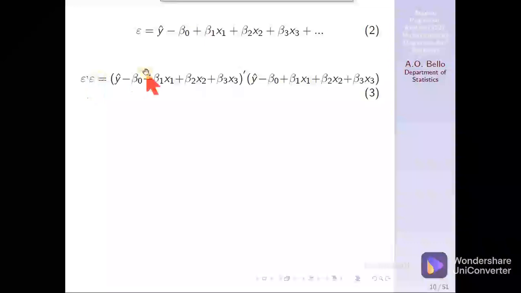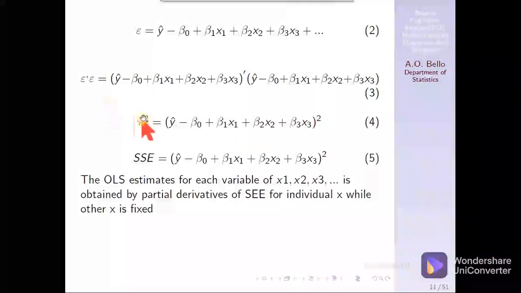If we are dealing with the matrix method, we have this. But algebra, which we'll be interested in now, we're going to have this equation 4. So this is our error term being squared. So we square both sides. So we are talking about the sum of squared error. In the OLS method for estimation of a regression model, we take the partial derivative of this sum of squared error with respect to the parameter that is of interest per time.